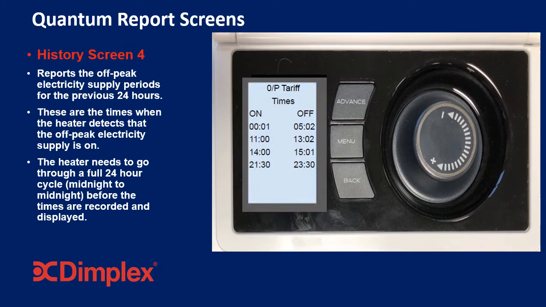History Screen 4. This reports the off-peak electricity supply periods for the previous 24 hours. These are the times when the heater detects that the off-peak electricity supply is on. The heater needs to go through a full 24-hour cycle, midnight to midnight, before the times are recorded and displayed.